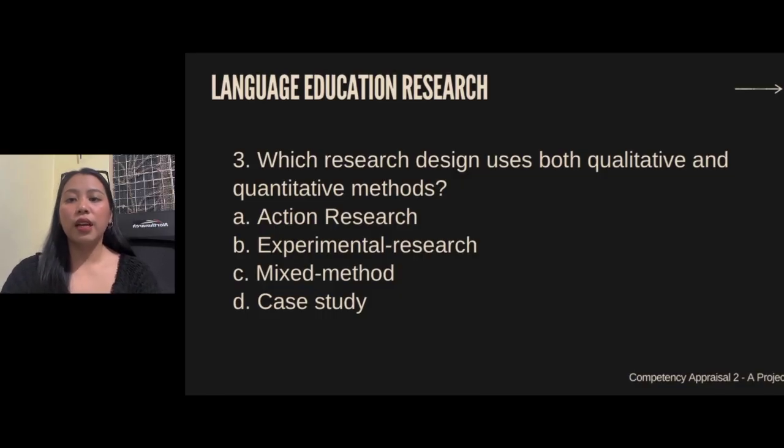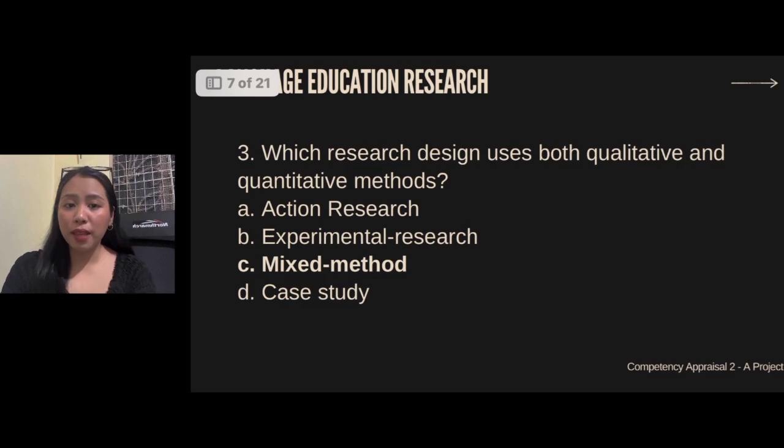Okay, the correct answer is letter C, the mixed method. This kind of design uses both numbers, the quantitative, and detailed descriptions or words, the qualitative, to get a fuller understanding. While action research is mostly a qualitative and reflective kind of design, experimental research mostly uses quantitative methods in controlled settings. Lastly, letter D, case study, focuses deeply on one subject, often through qualitative data.